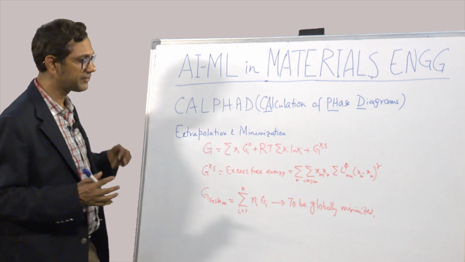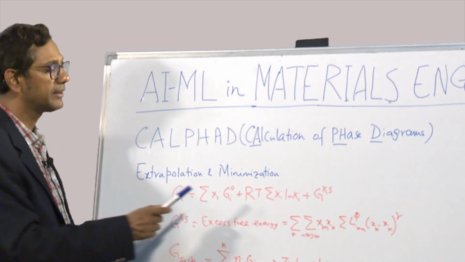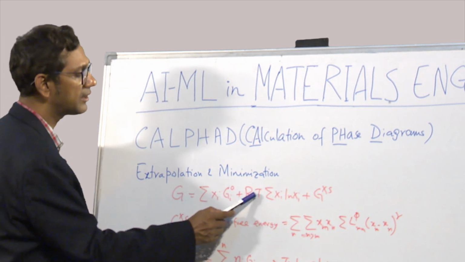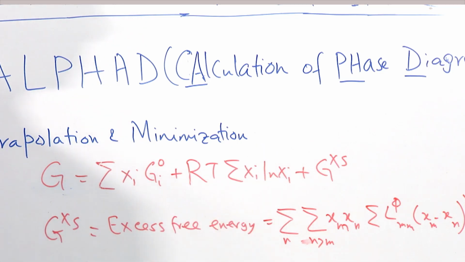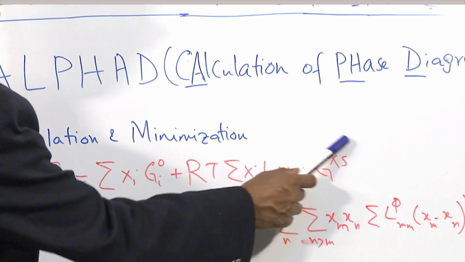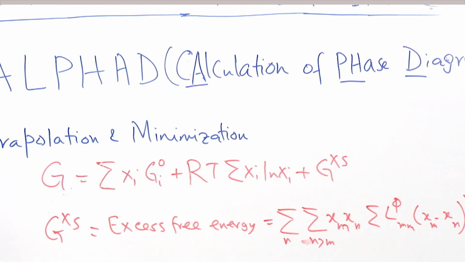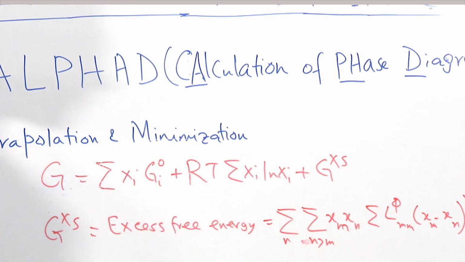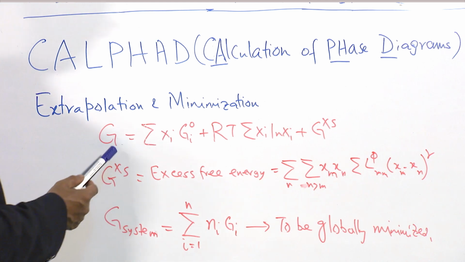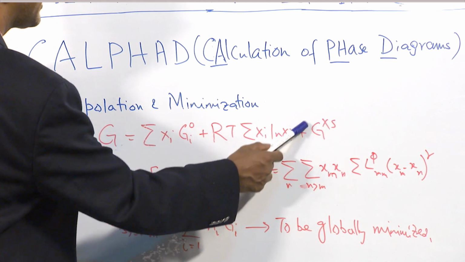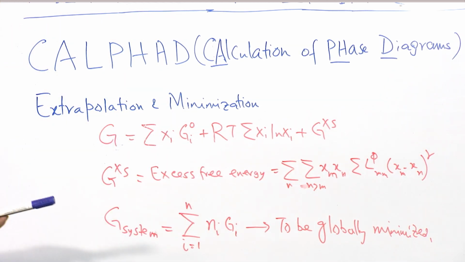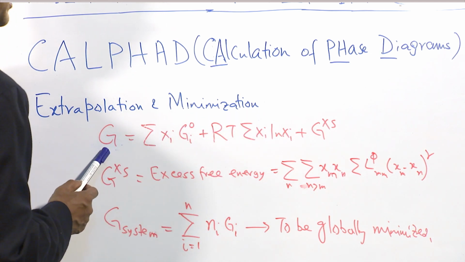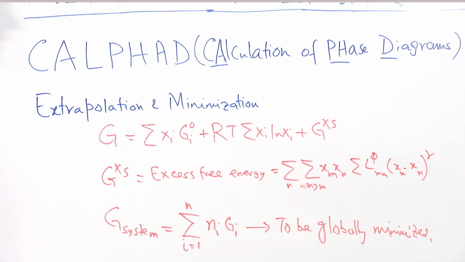The moment you mix different elements, you are going to have a change of entropy, that is calculated from Boltzmann statistics, that is why it is RT sigma xi ln xi. And you also have another extra component called excess free energy. If this part is not able to explain the free energy of the system, which is always the case, then we can add an excess component which can take care of that. So, anything which these two parts cannot explain about the free energy of the system can be taken care of in excess free energy.